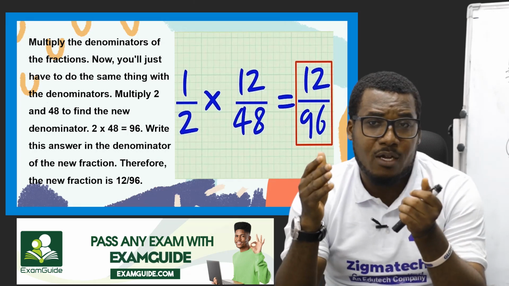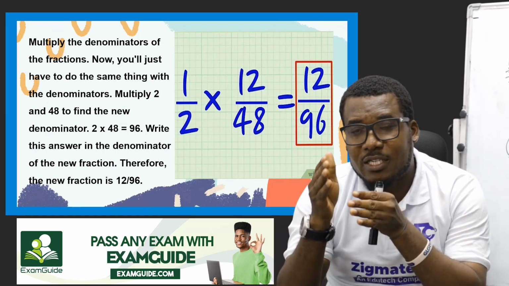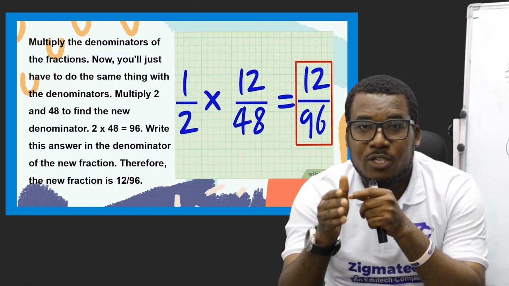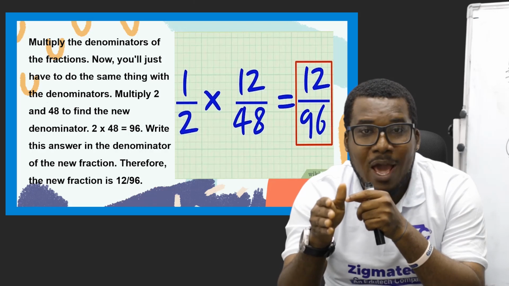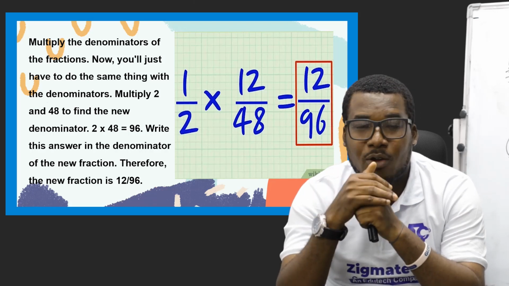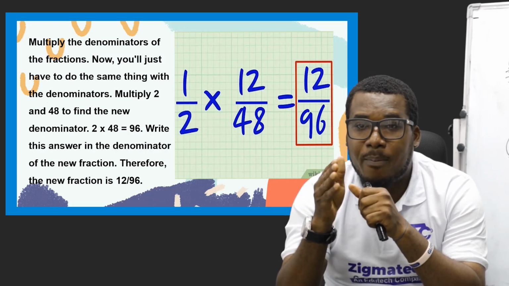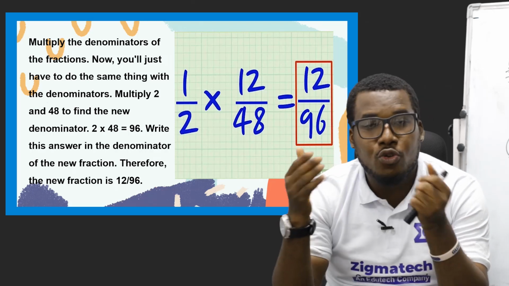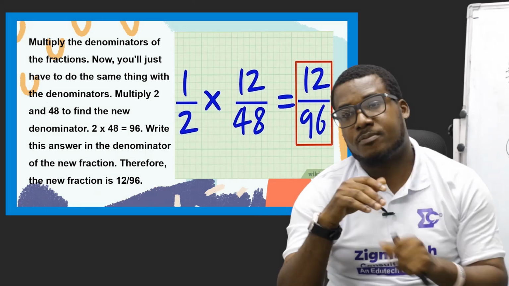But is the case over, or is the game over? No. In this case, it is required of you, it is expedient of you that you break it down to the lowest form. Simplify it down to the lowest term. So you can break 12 down as well as break 96 down using their common multiple.